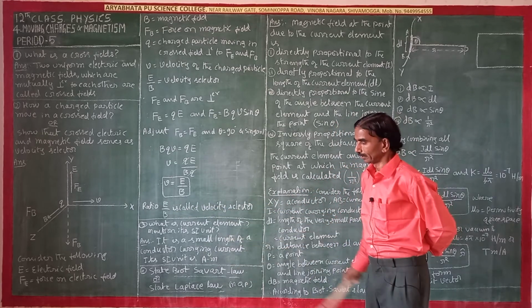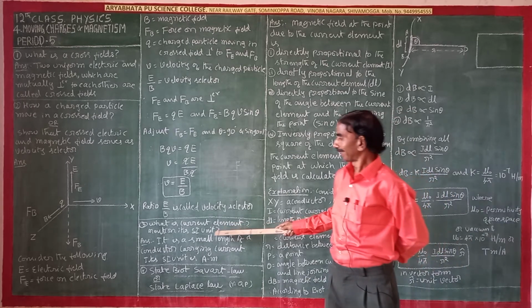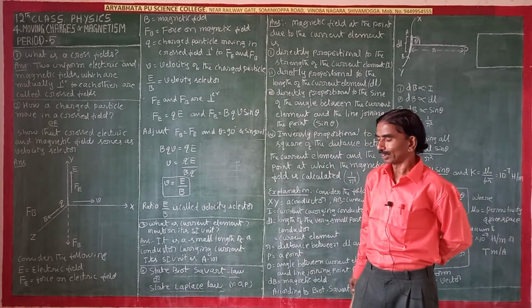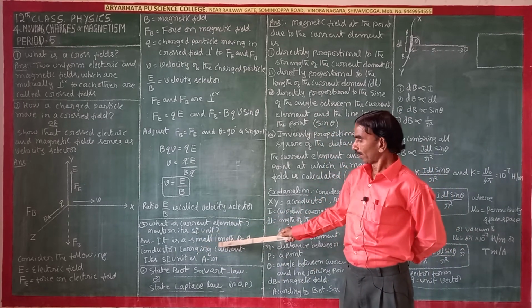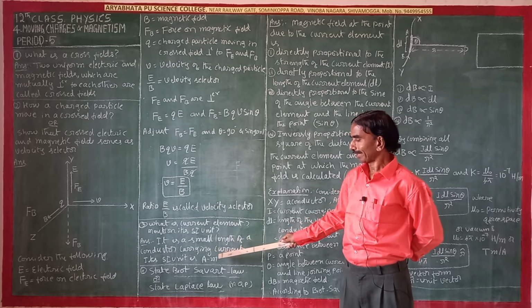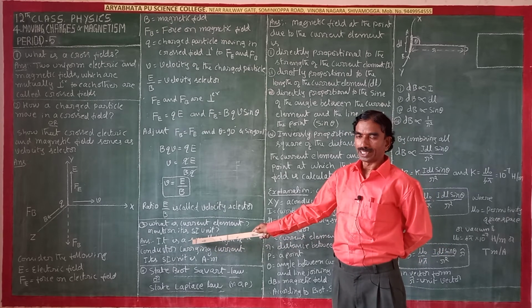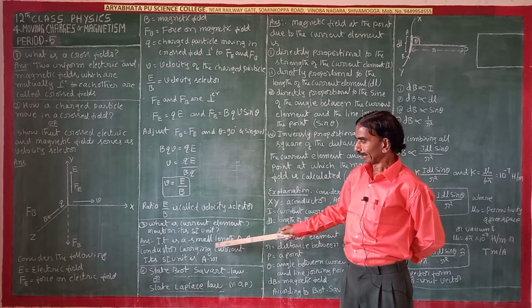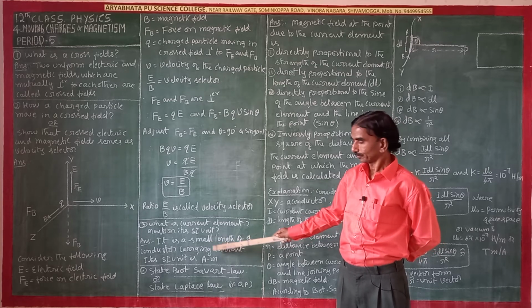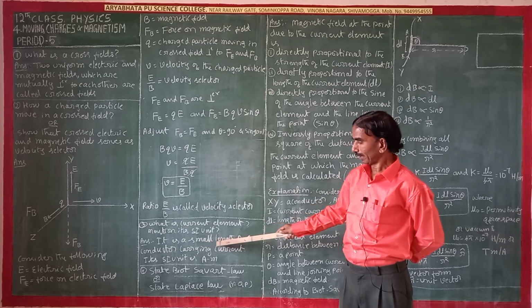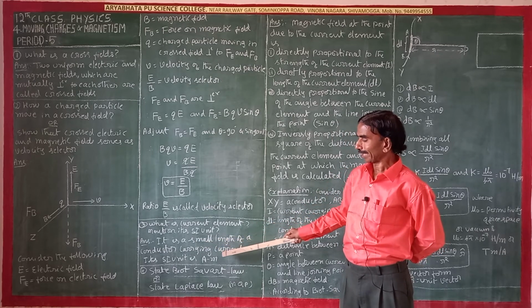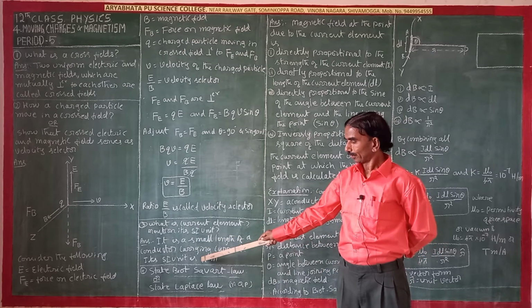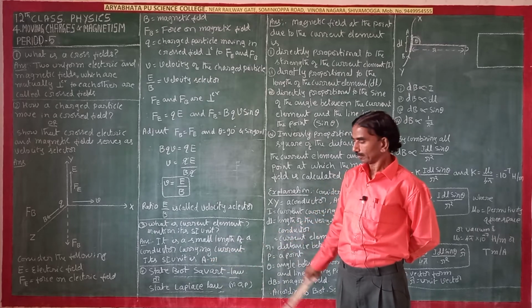So that's next. What is a current element? Mention its SI unit. It is a small length of a conductor carrying current. Its SI unit is ampere meter.